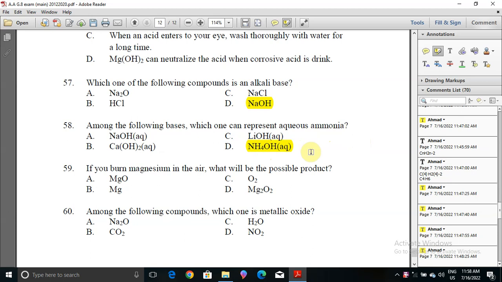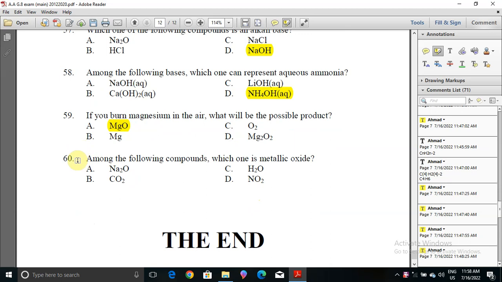Now question number 59. If you burn magnesium in the air, what will be the possible product? It will be magnesium oxide. Now question number 60, among the following compounds, which one is metallic oxide? Metallic oxide, it will be sodium dioxide.